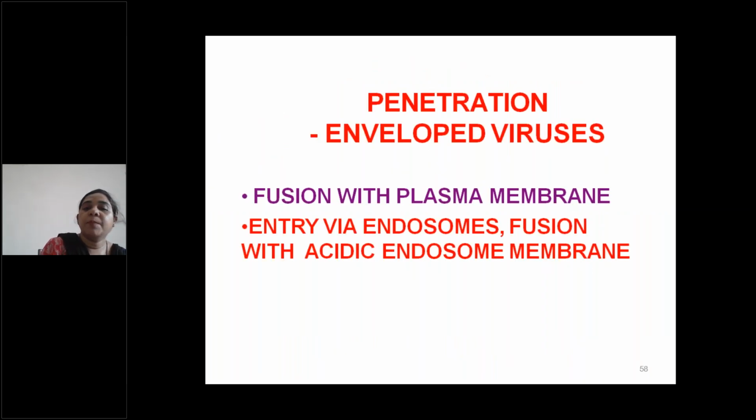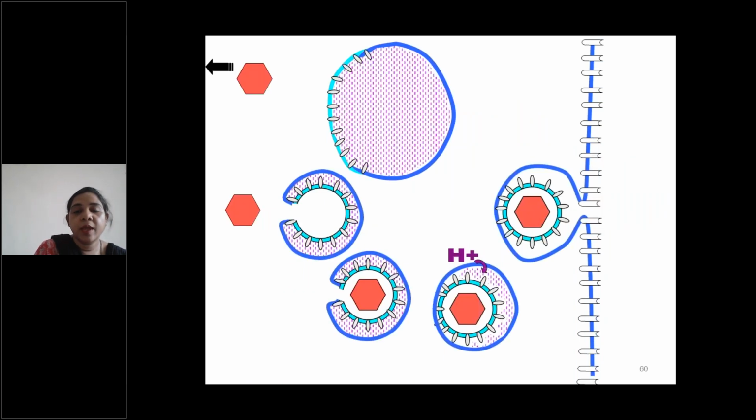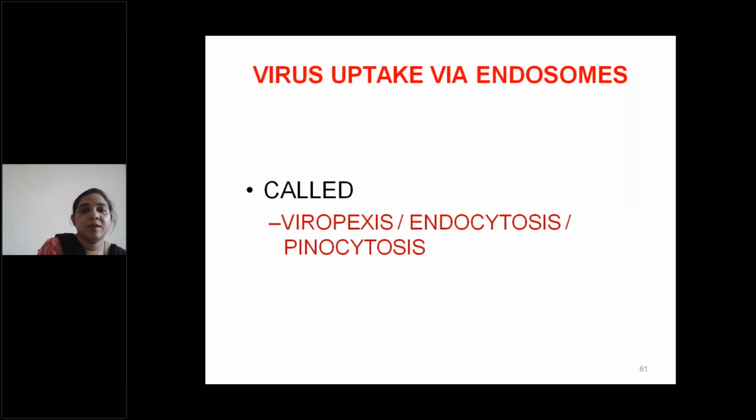Penetration of enveloped viruses may happen by two methods: fusion with the plasma membrane, or entry through endosomes, with fusion with the acidic endosome membrane. See this one? What is happening here? It is entering. After entering, the genetic material is being released. Next, virus uptake through endosomes is called viropexis or endocytosis.